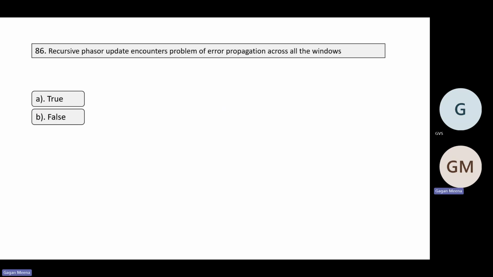Recursive phasor update encounters the problem of error propagation across all the windows. Yes, this is correct. If there is error in the first window, because we are using that value for subsequent windows, all the values will have error. The error will propagate throughout.